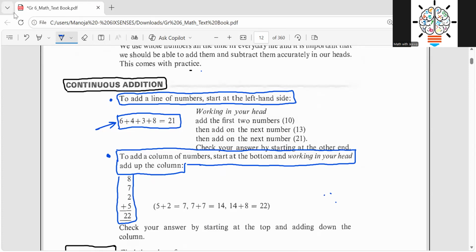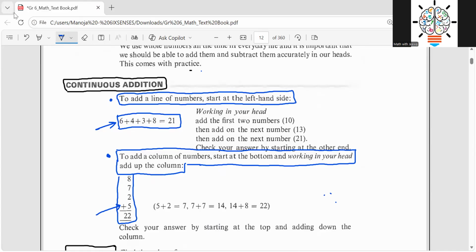Let's say that you have the numbers as a column. You start from the bottom, right? 5 plus 2, 7. 7 plus 7, 14. 14 plus 8, 22. As a summary, if you come across numbers as a line, you start from the left-hand side and move to the right side.